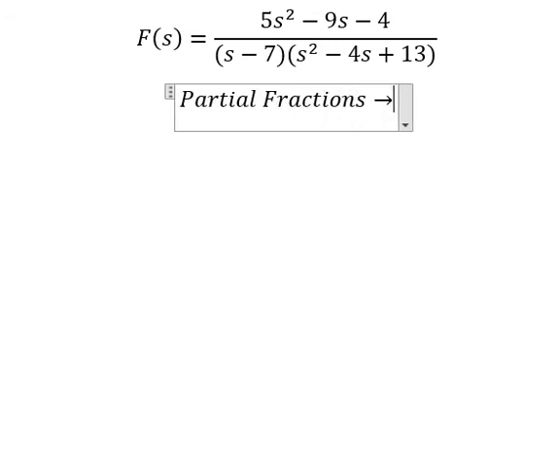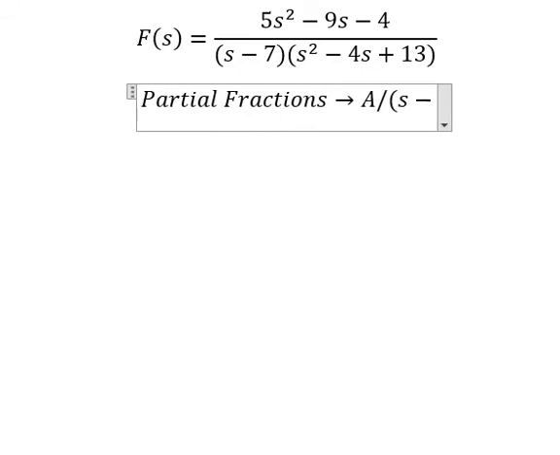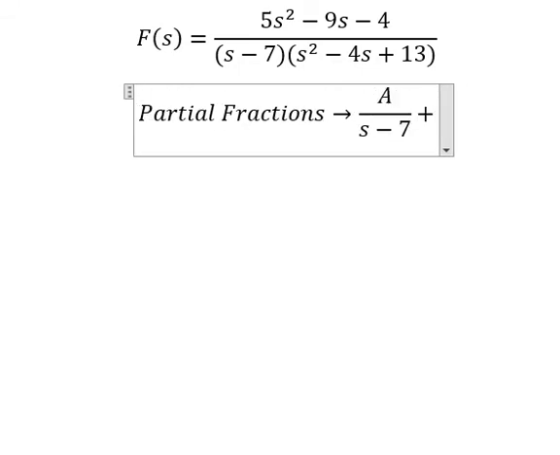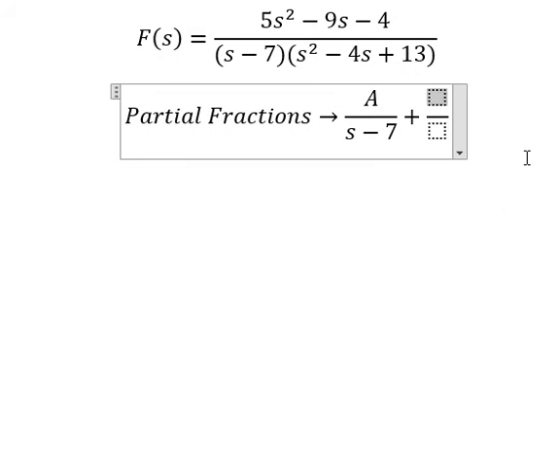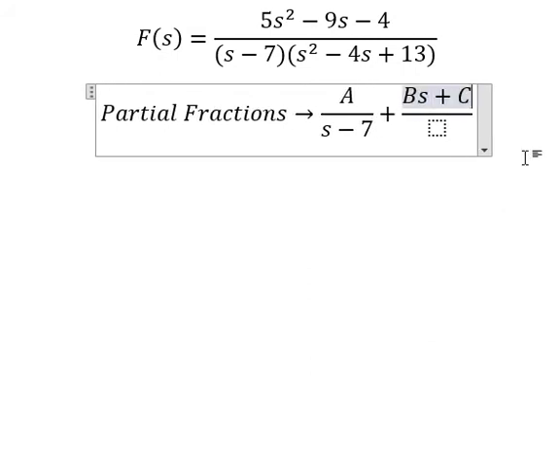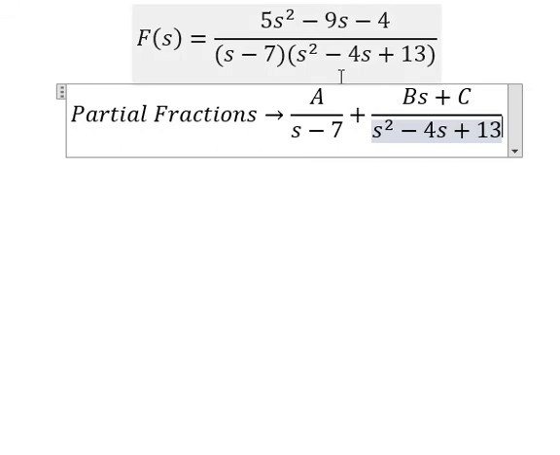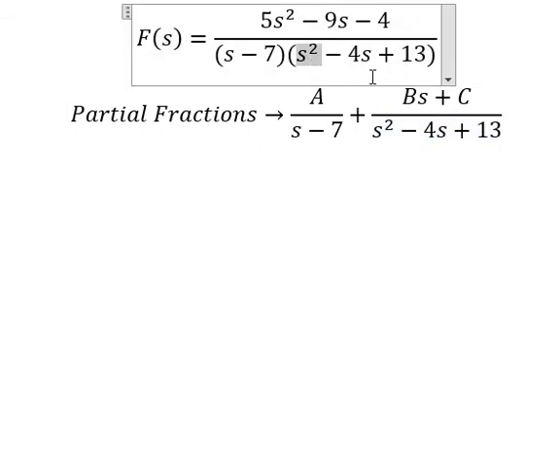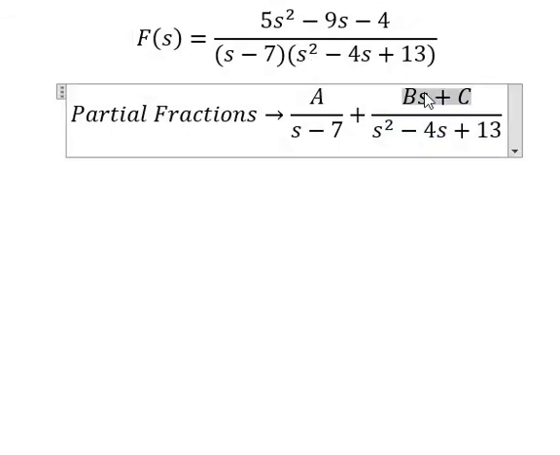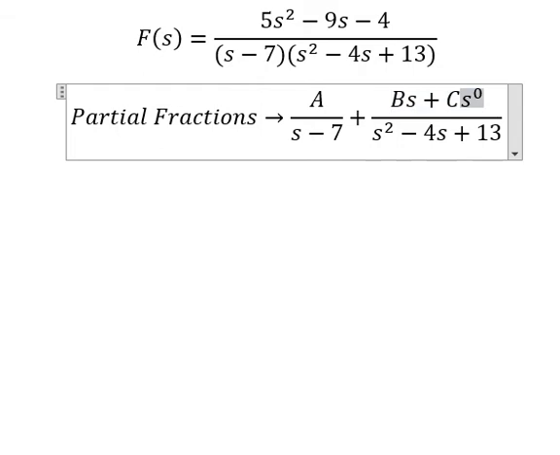So I will put capital A over s minus 7. The next one should be Bs plus C over s squared minus 4s plus 13, because we have the power 2 in here. So on the numerator, we need to reduce by 1 power. So that's why we have s, and later we need to reduce from s to the power of 1 to s to the power of 0 in here. That's why we have C.